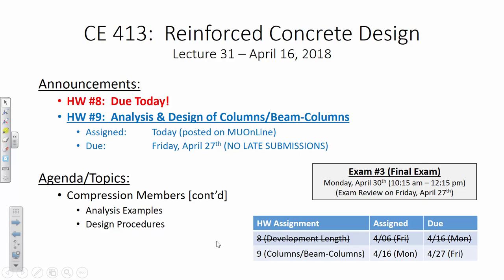That was delayed. Homework 9 is our analysis and design of columns and beam columns. There's only 3 problems on the homework. It's not that bad. It's assigned today. It's due on Friday. Depending upon where we get today, you'll definitely be able to tackle the first problem after today. You might even be able to tackle the second problem because I think you're going to find that column design is really straightforward because it's really not that complicated.